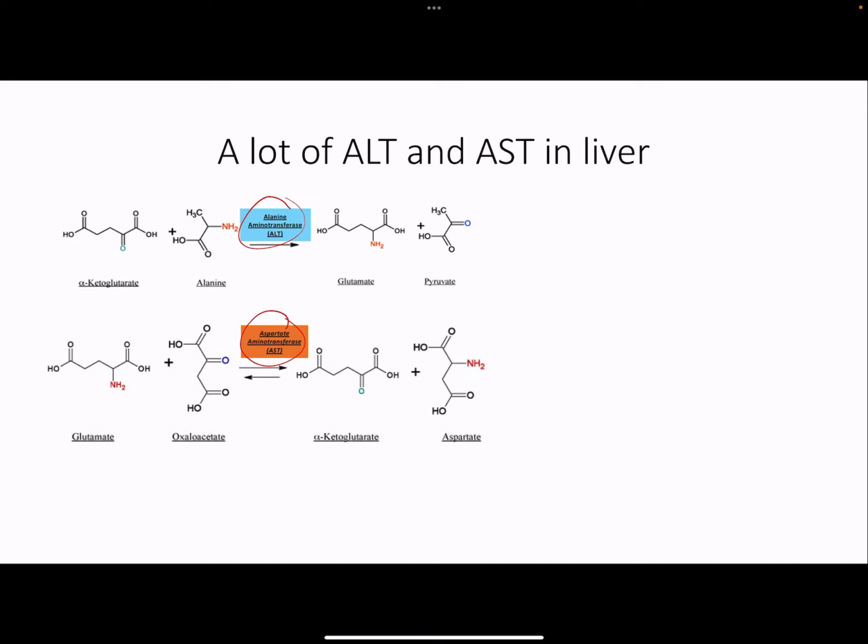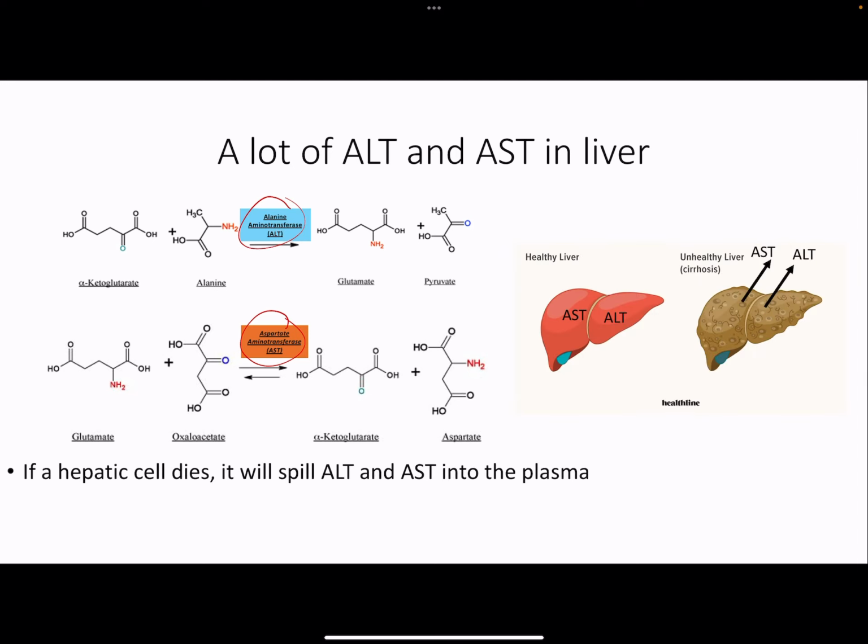Aspartate is an input, and to make aspartate from some random amino acid, we need AST. A lot of this is in the liver. Who cares? Well, if a hepatic cell dies, AST and ALT, normally safely inside the liver, will spill out of the cell into the plasma. So we can use this as a marker for hepatic function or liver pathology.